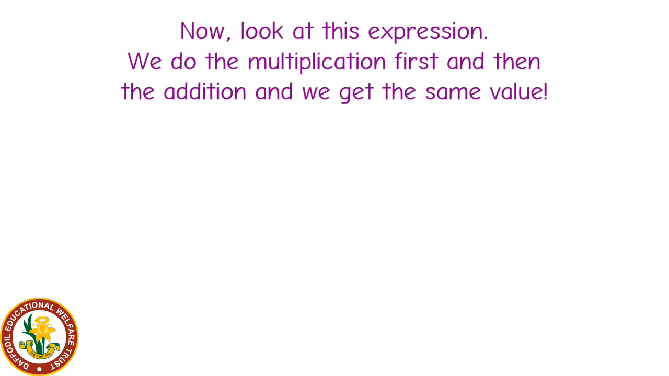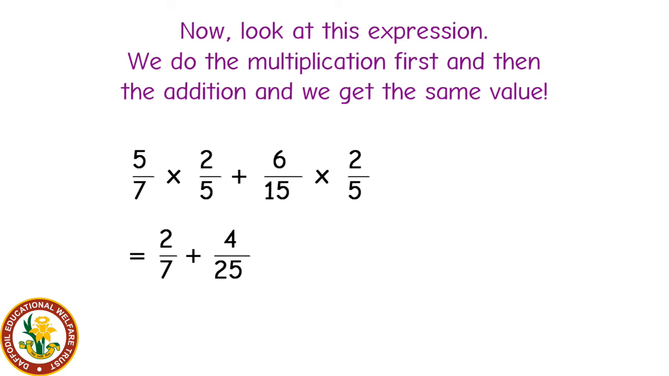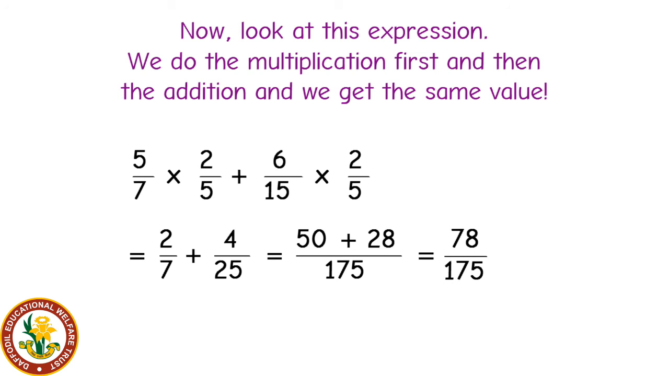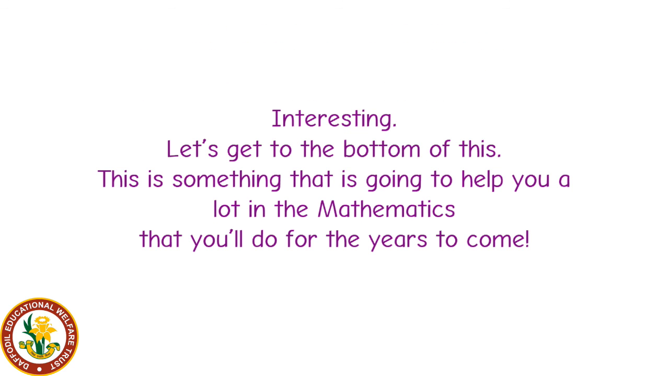Now look at this expression. We do the multiplication first and then the addition, and we get the same value. 5 upon 7 multiplied by 2 upon 5 plus 6 upon 15 multiplied by 2 upon 5 is equal to 2 upon 7 plus 4 upon 25, which is equal to 50 plus 28 upon 175, which is equal to 78 upon 175. Interesting. Let's get to the bottom of this. This is something that is going to help you a lot in mathematics that you'll do for years to come.